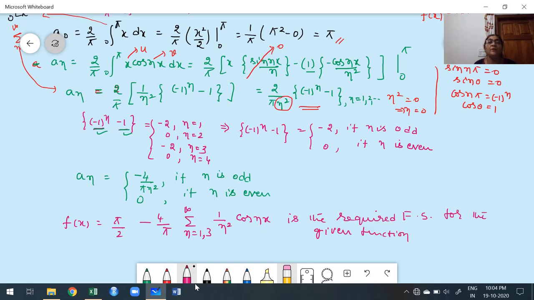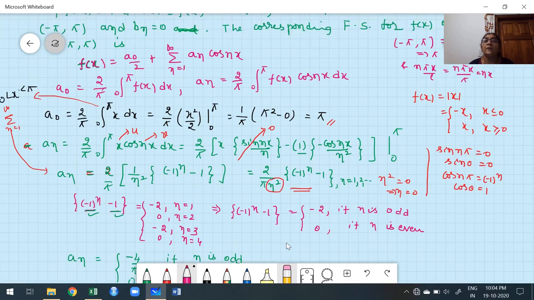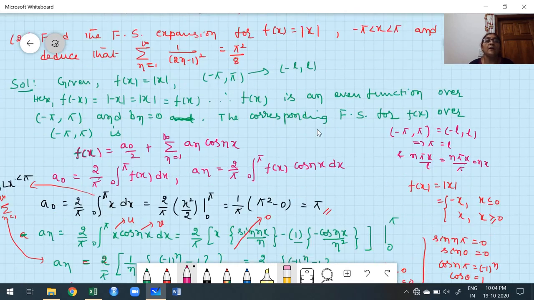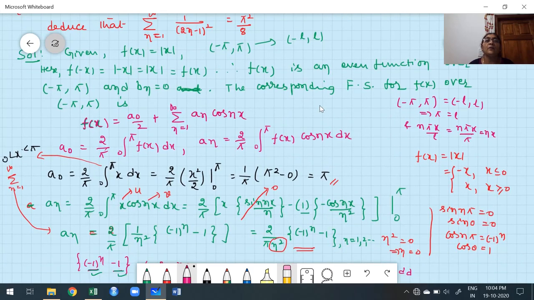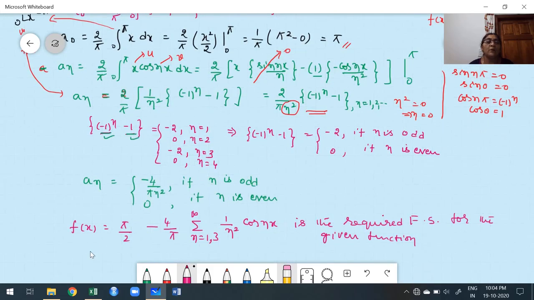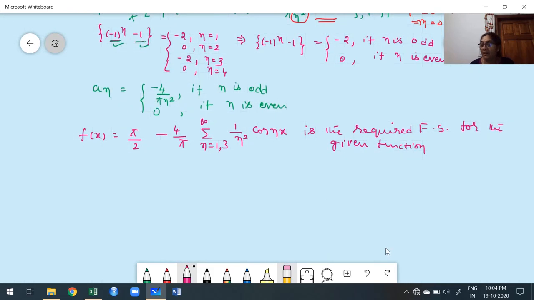But I want to deduce something in this problem. What we want to deduce here? I want to deduce sigma n ranging from 1 to infinity 1 by 2n minus 1 whole square. I am going to write once again here on the right hand side corner. I want to deduce sigma n ranging from 1 to infinity 1 by 2n minus 1 whole square must be equal to what? Pi square by 8.